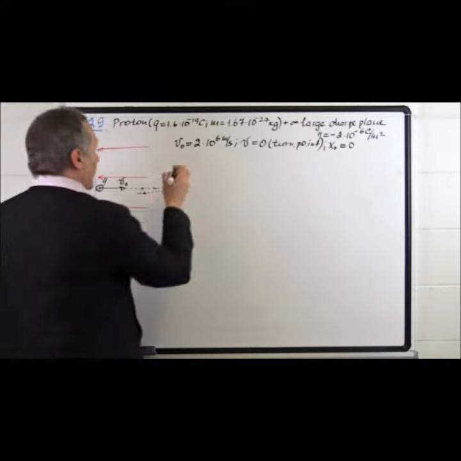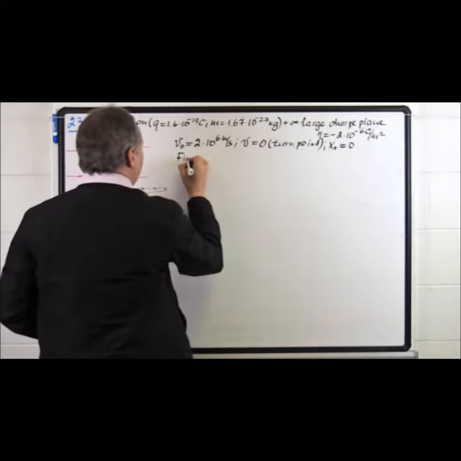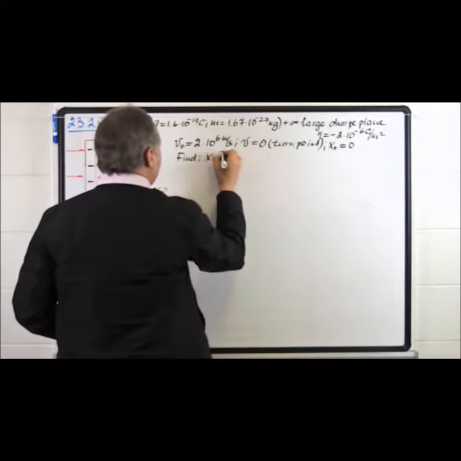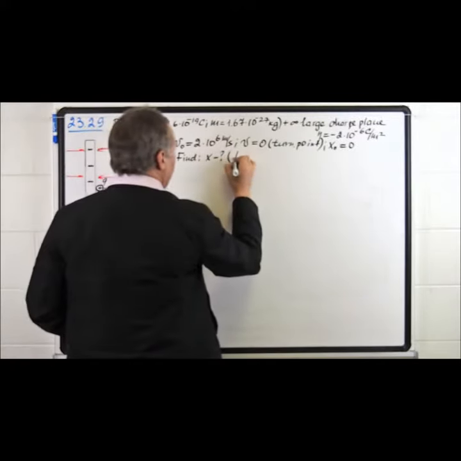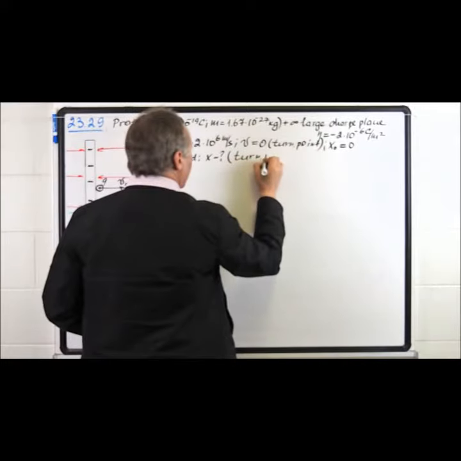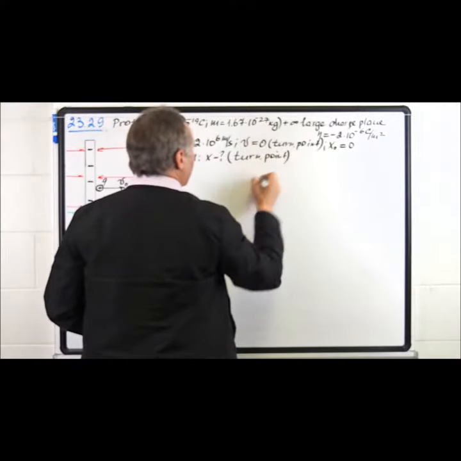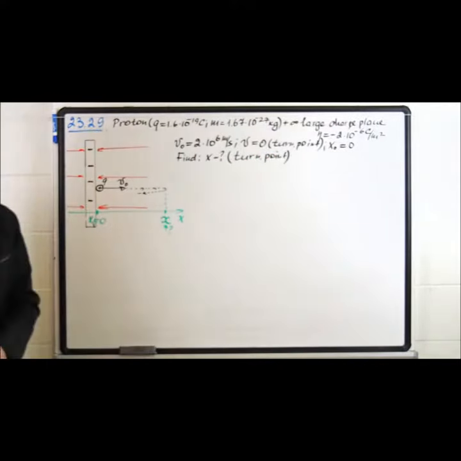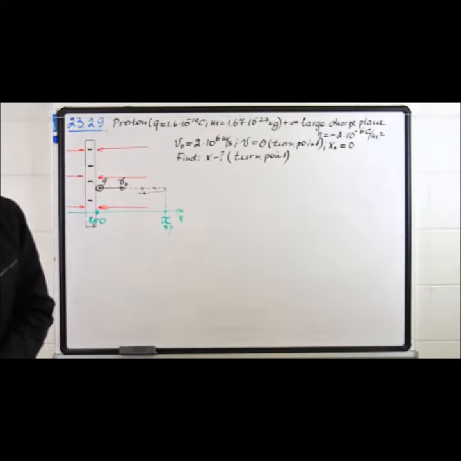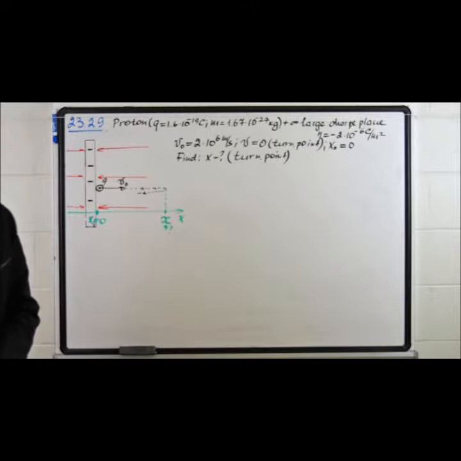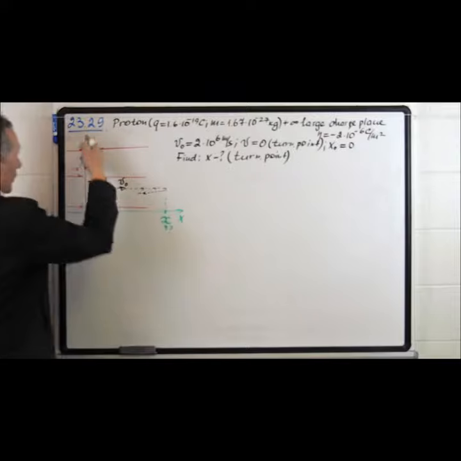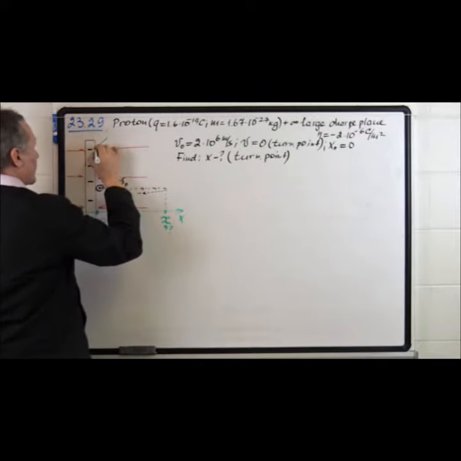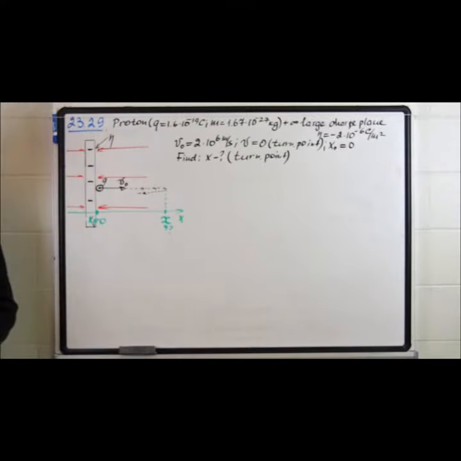What else can I add? Finally, what do I have to find? Let me write that down. So find x at the turning point. That's what we need to find. Let me check if I mentioned everything that I have to show you. Yeah, that's it. And the surface charge density of this plate is given. Let me just show that we have surface charge density here.